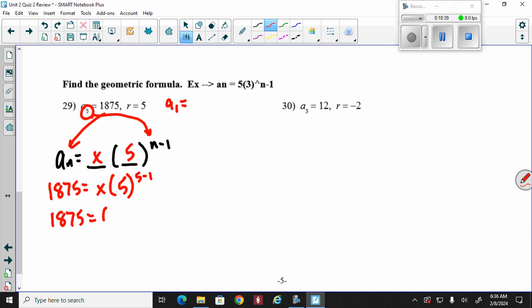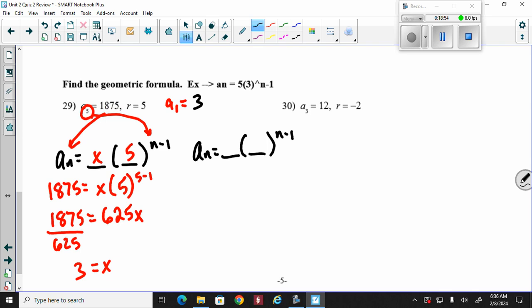So that ends up being 625x divided by 625. x is equal to 3. So that's my first term. So my first term is 3. So my final answer is a of n is equal to something times something to the n minus 1 power. My first term was 3. My r was 5. Boom, that's my answer. What's great about this formula is that you do not have to simplify it. Once you plug it in there, you're good.